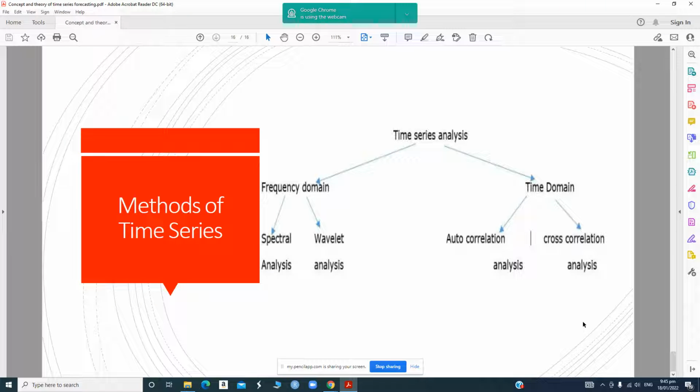We can divide the methods of analysis into two. We have the frequency domain models and time domain. Examples of the frequency-based are spectral analysis, cross-spectral analysis, wavelength analysis. We are not dealing with those ones here. So our focus will be the time domain ones. So talk of autocorrelation, cross-correlation. We have autoregressive models, autoregressive integrated moving average, and so on and so forth.